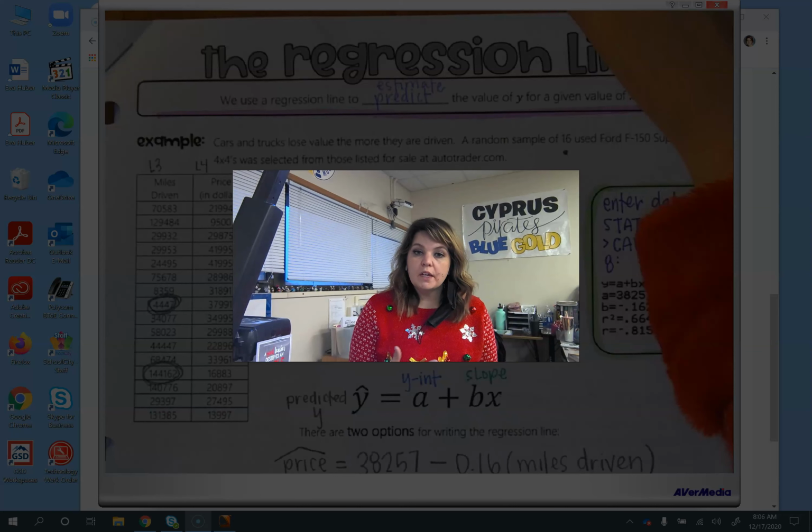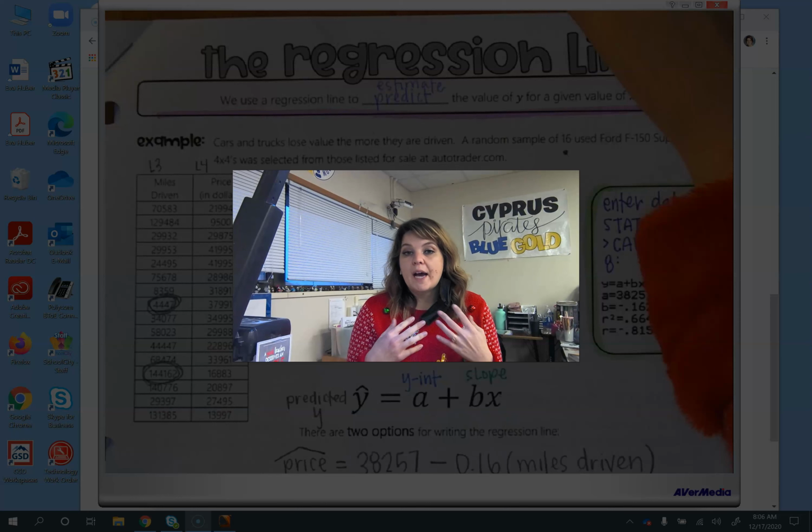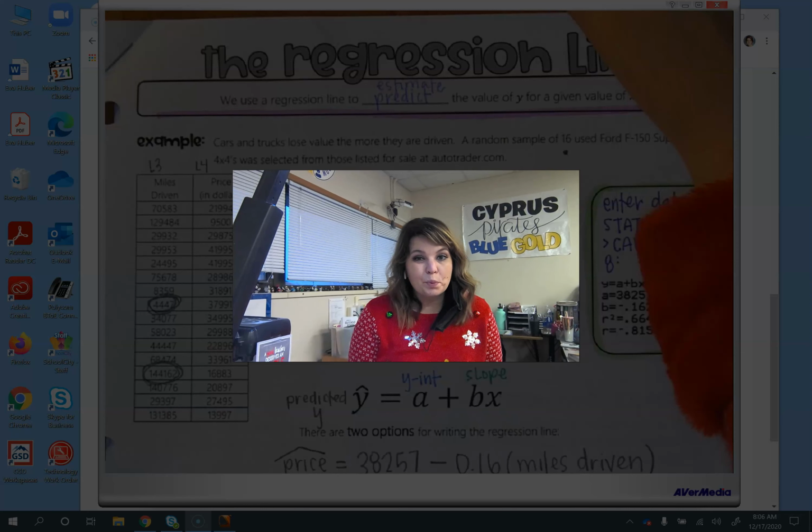So now that we are hopefully feeling pretty comfortable with our regression line, we're going to add in this new element of the least squares regression line. And the only thing that's really new about it is that we are going to learn where the regression line comes from and why it's called the least squares regression line.